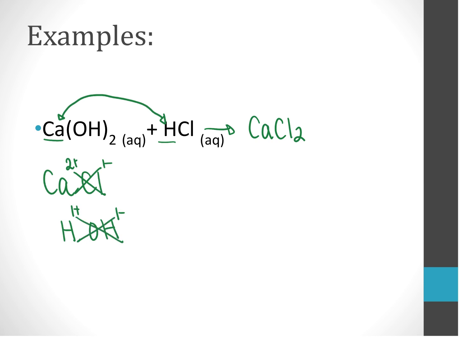-1. So if we do the crisscross rule, what do we get? Okay, HOH. Does HOH look familiar? How else could you write this formula? H2O. What is it? Water. That's what it looks like without it being bonded.